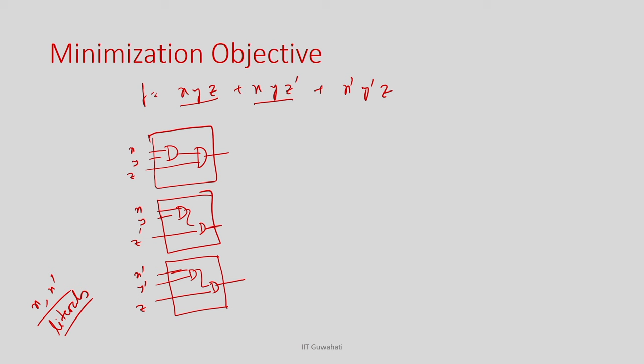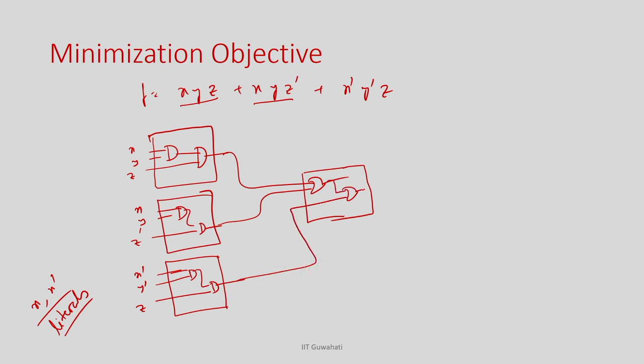And now we have to do an OR. So again, there is an OR gate which will do this ORing operation. First I will do an OR of this, then I will do an OR of this plus this. This will be my F. Right? So usually this kind of representation, this is called AND plane and this is OR plane.